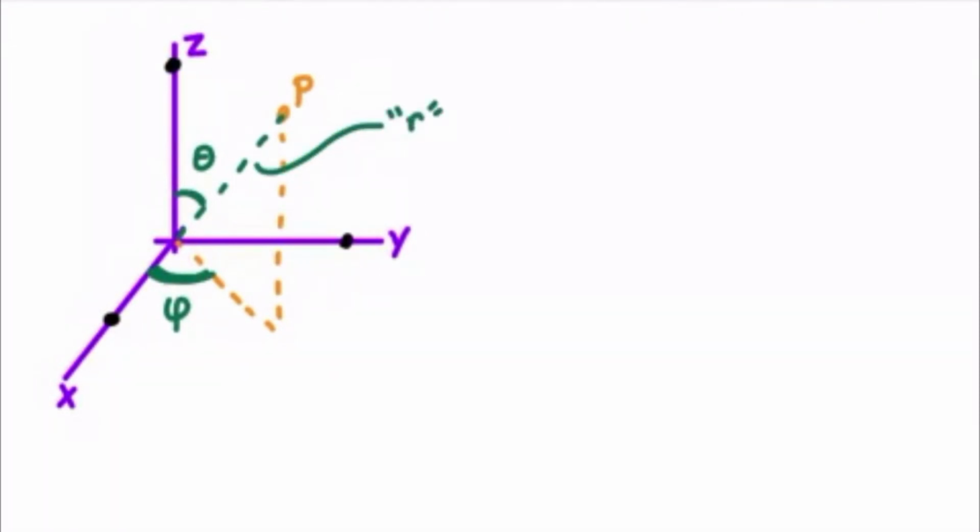And then the length of that vector, I'm just going to call r. You might see it called other things, but in this case, I think r is a good name for it because it is going to end up being the radius of the sphere whose volume we solve for. So we have r, phi, and theta to specify our point.